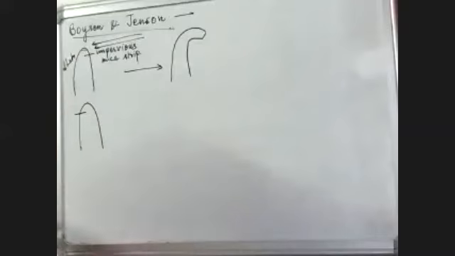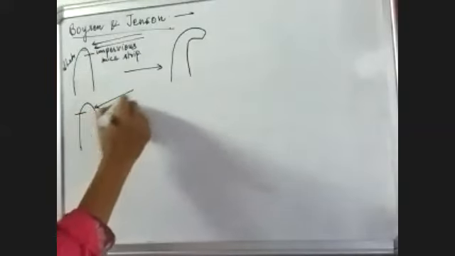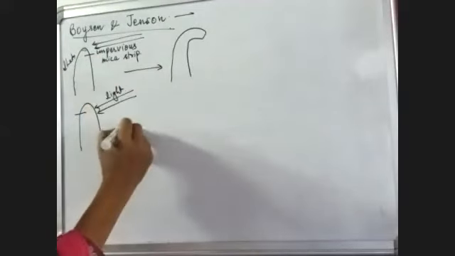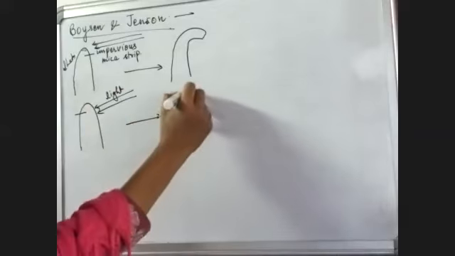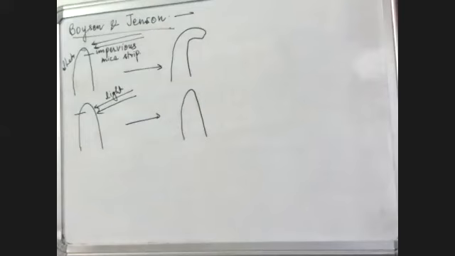Then in the second experiment, they inserted the impervious mica strip on this side, and when this was exposed to light, what happened? There was no change. The coleoptile was still upright. There was no bending. Now, why did this happen?